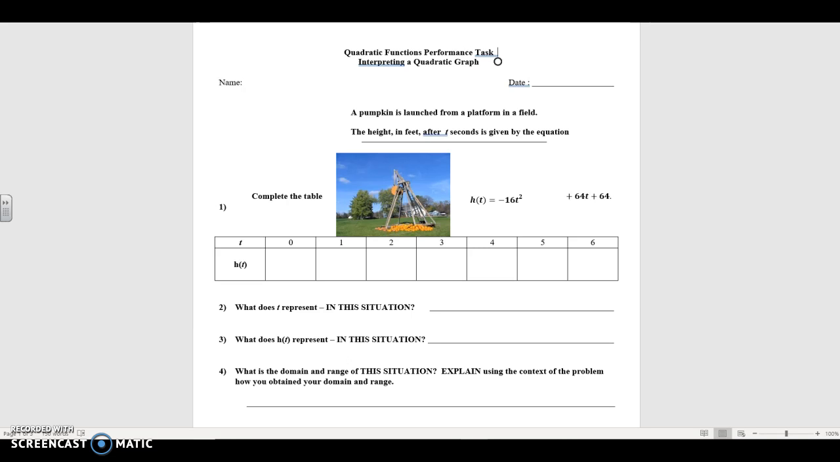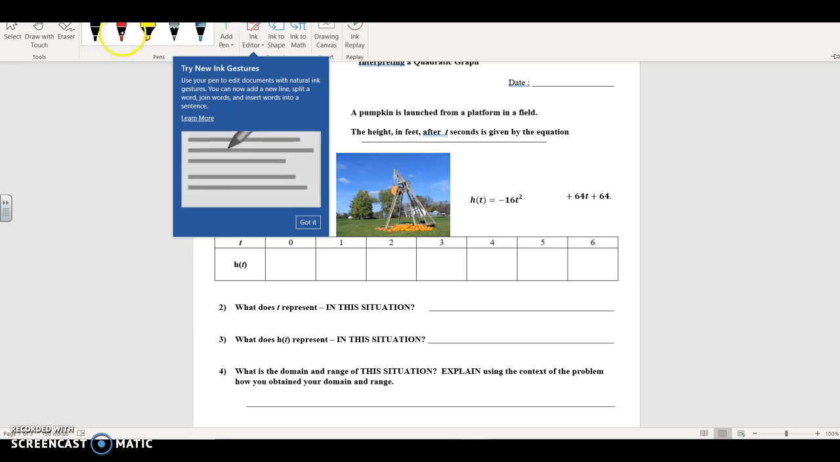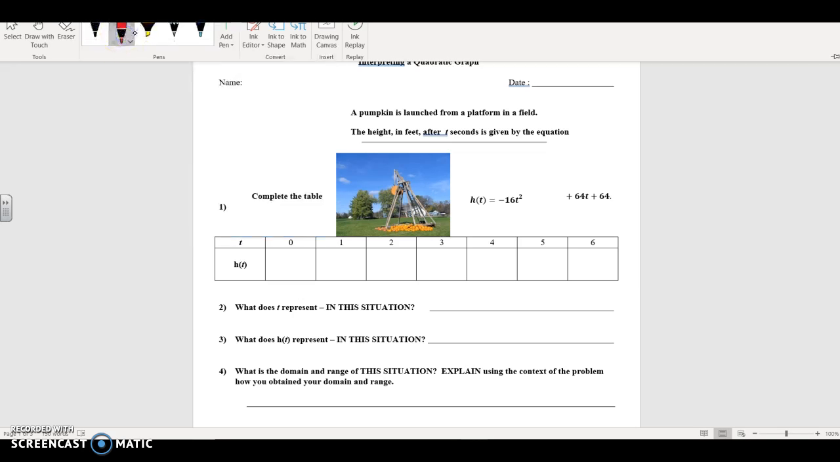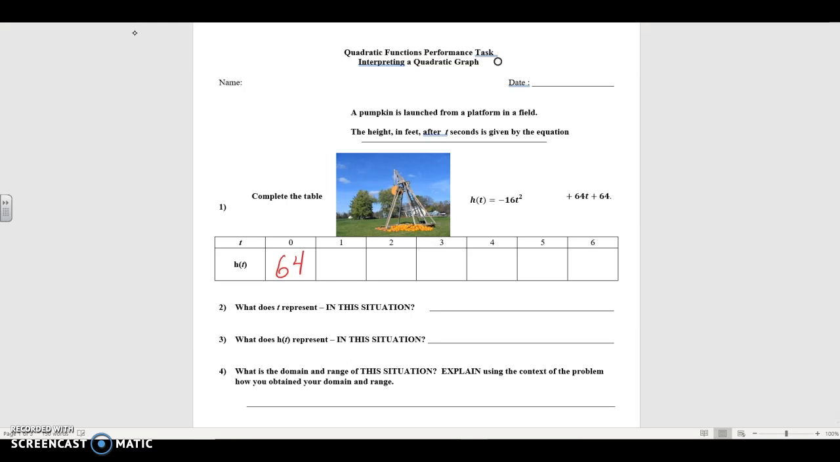So literally putting the numbers in for t and solving. So when I put 0 in, I should get 64. 1 gives me 112. 2 gives me 128. 3 gives me 112. 4 gives me 64. 5, negative 16. And 6, negative 128.